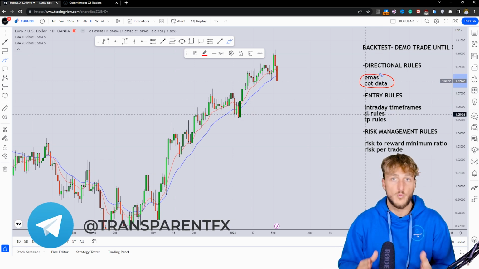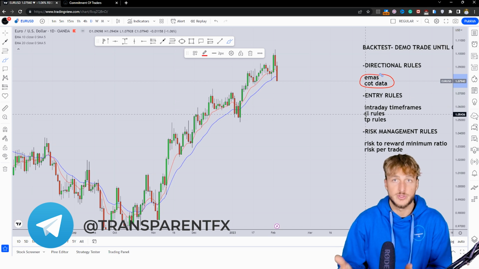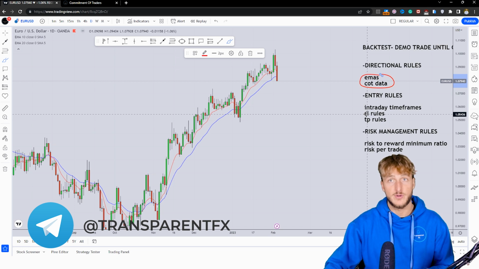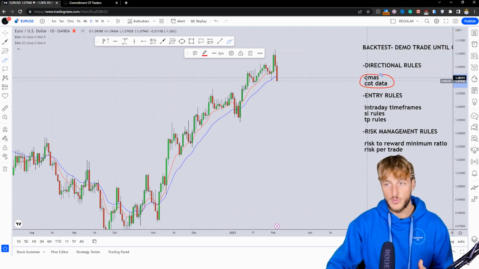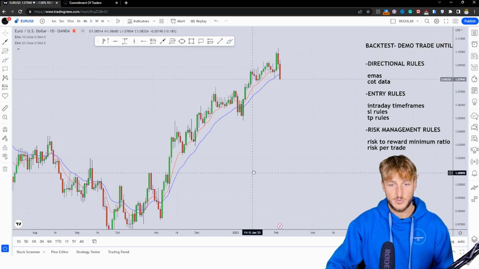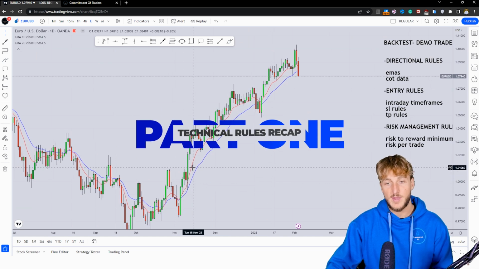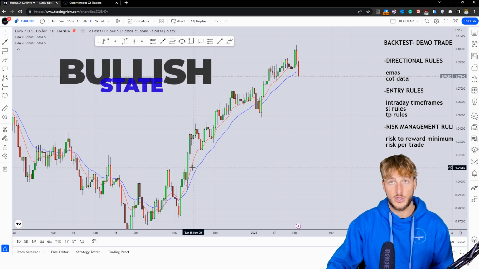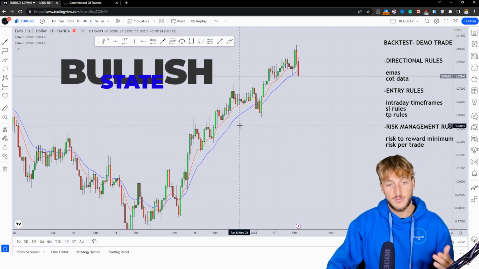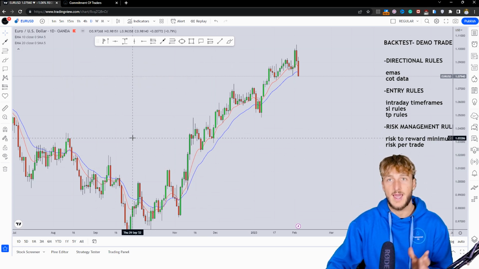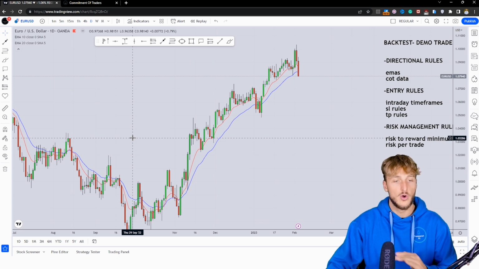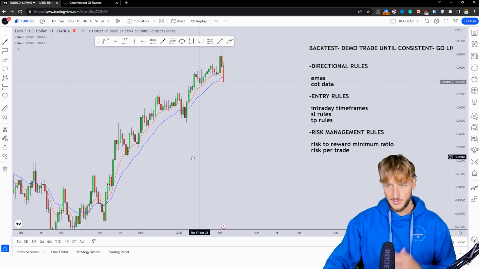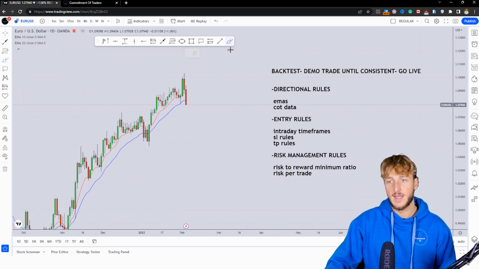So where and when will you enter? Where will your stop loss be? Where will your take profit be? However, first it's important to clarify the directional rules. So just to recap one last time, if the EMAs are cut for long and the net positions are increasing, only longs will be taken. If EMAs are cut for short and net positions are decreasing, only shorts will be taken. So only sells. Now, let's move to the entry rules.